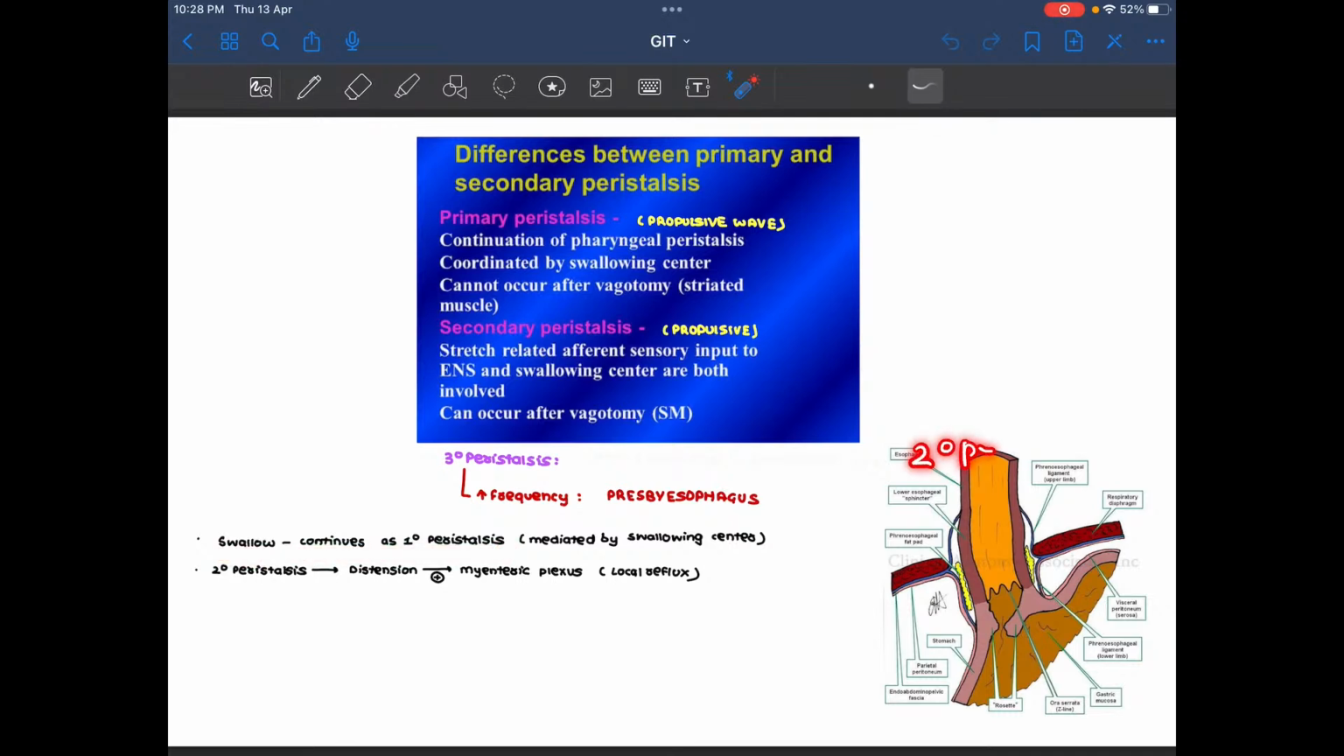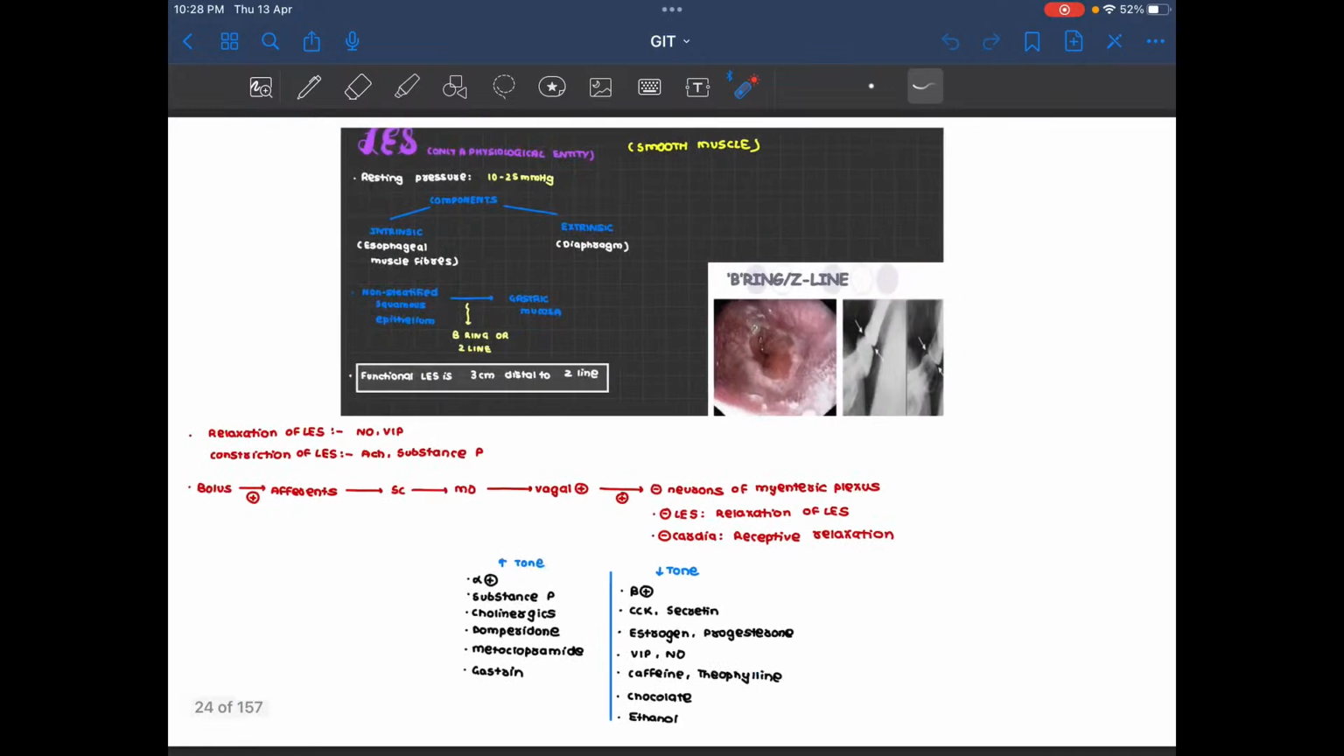However, your secondary peristalsis is mainly due to the myenteric plexus which is present in the esophagus. So it's a local reflex. Okay, so it's a local reflex, not a CNS mediated reflex. So primary peristalsis is mainly a continuation of your pharyngeal peristalsis mediated by the deglutition reflex, whereas your secondary peristalsis is due to stretch related factors due to the triggering of the enteric nervous system that I'm talking about, the myenteric plexus.